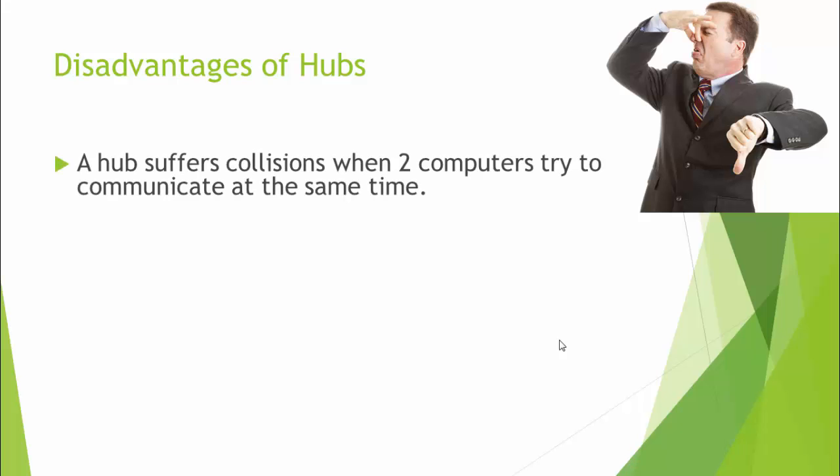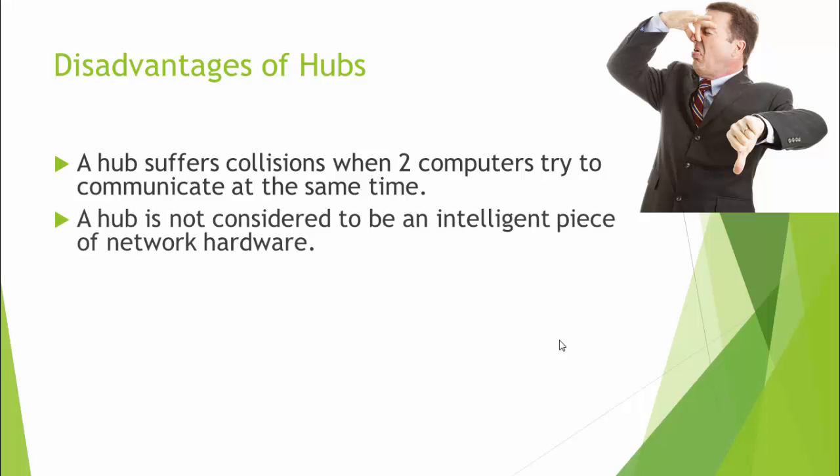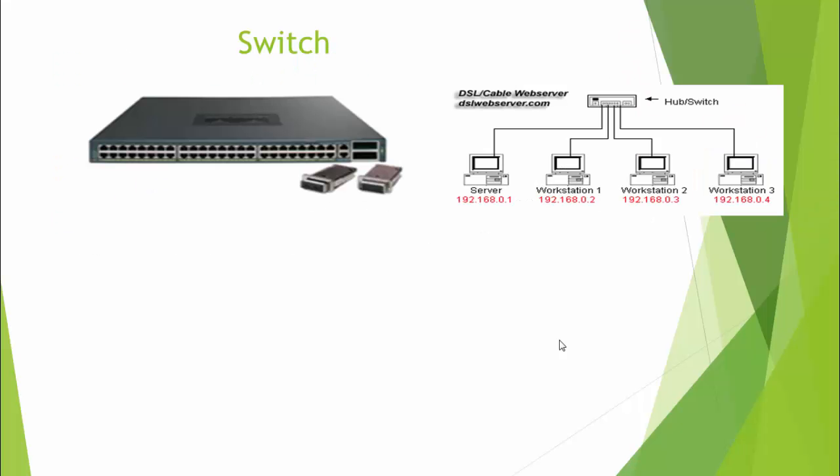Hubs, though, aren't used so much anymore, because if two computers try to communicate at the same time, we see what's called data collisions. You can't broadcast both at the same time, and you start to see losses of data, and computers have to start sending the same data more than one time. For this reason, a hub isn't considered to be an intelligent piece of network hardware. But it does serve us well to illustrate how the other pieces of hardware are better. So this is a switch.